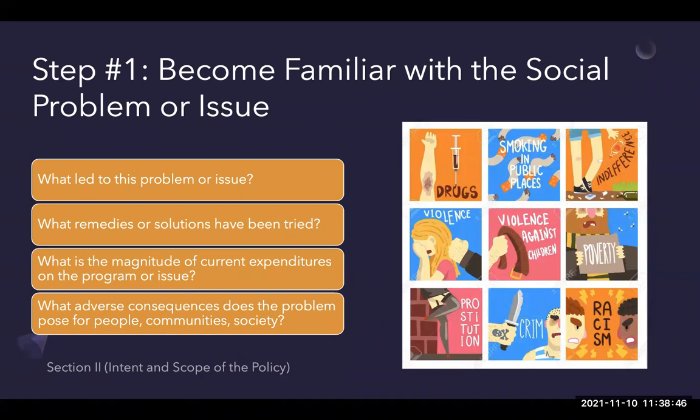So for your capstone project, you need to make sure that you ask these questions in section 2 and you respond to some of these questions so that you can become more familiar with the social issue or problem that you are analyzing. This is also part of section 1 because you're going to be doing research about what historically has been done, what has led to this problem or issue, what remedies or solutions have been proposed and implemented, and what is the magnitude of the current expenditure. So you're going to be able to integrate this information in both section 1 and 2 of your paper.